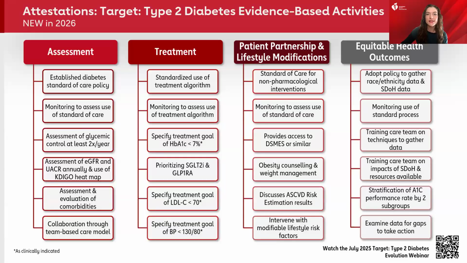Each pillar has 6 sub-questions. Much like Target BP, they are organized into a policy element, a practice assessment element, and key criteria that should be part of the policy and practice. Our Target Type 2 Diabetes pillars focus on assessment, treatment, patient partnership and lifestyle modifications, and equitable health outcomes.